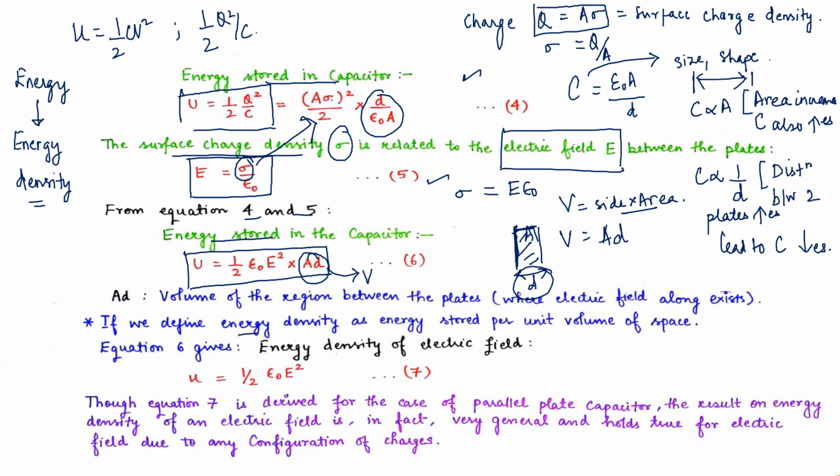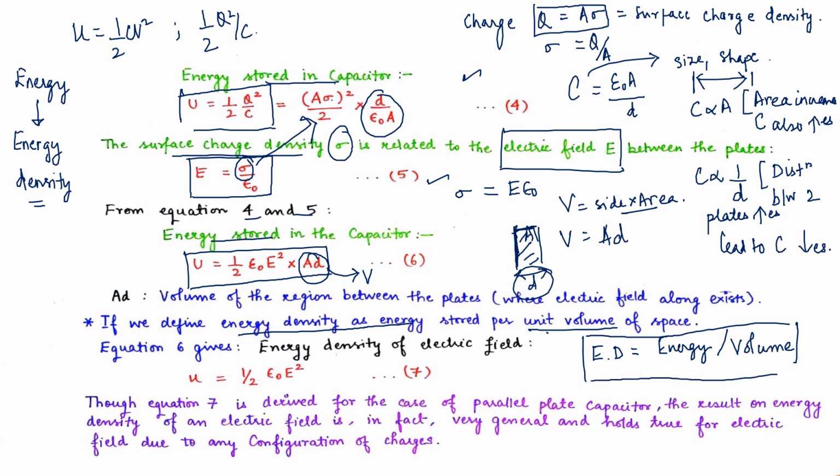If we define energy density as energy stored per unit volume of space, now this energy density, I will write over here, energy density equals energy per unit volume. I am writing it as a simple formula so that it will be easy for you to remember. If you are able to memorize the definitions in the form of these short equations, later on you can generate the definition in your own words.